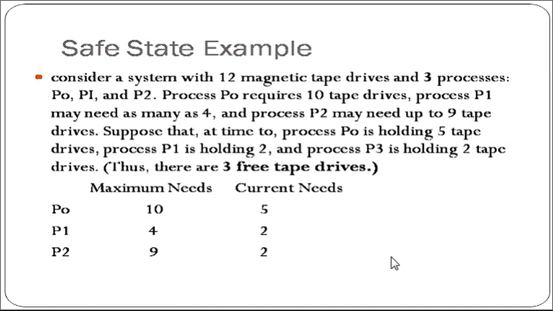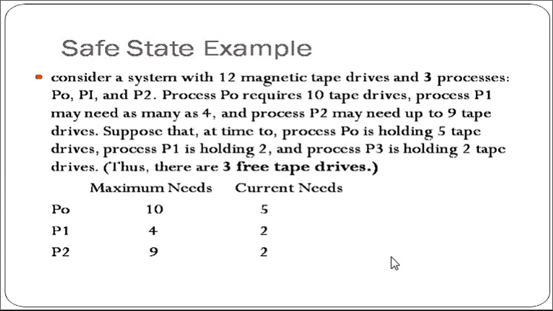Now we will see an example of a safe state. Consider a system with 12 magnetic tape drives and 3 processes: P0, P1 and P2. The process P0 requires 10 tape drives, process P1 may need 4 and process P2 may need 9 tape drives. Suppose that at time T0, process P0 is holding 5 tape drives, P1 is holding 2 tape drives and P2 is holding 2 tape drives.